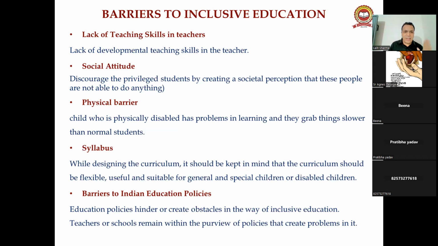So, lack of teaching skills, social attitude, physical barrier. A child who is physically disabled has problems in learning, and they grasp things slower than normal students. Okay, this is also true, bitterly true. We have to accept it, right? Sometimes they cannot, so we have to give some extra effort to bring them up to the normal level. Syllabus.